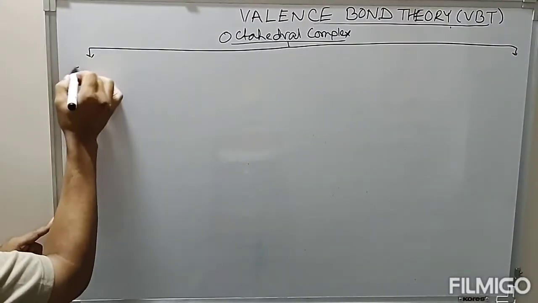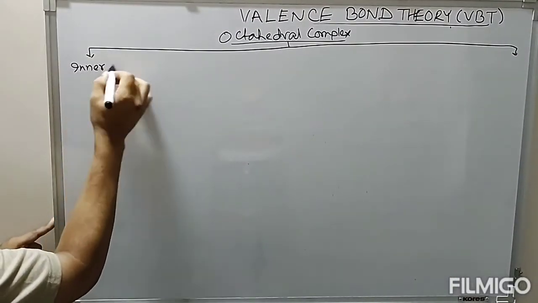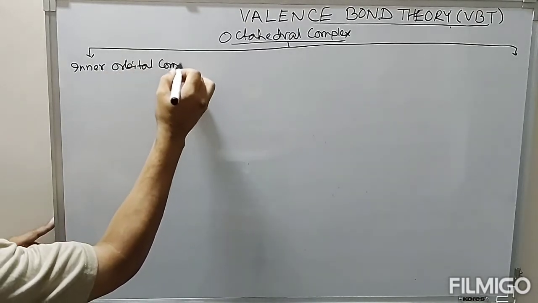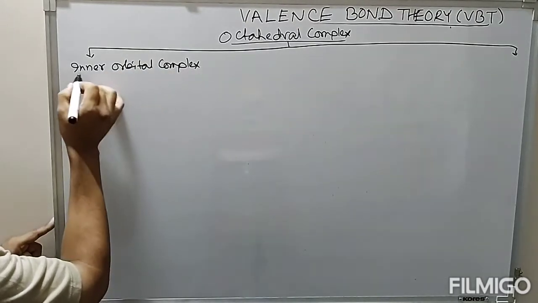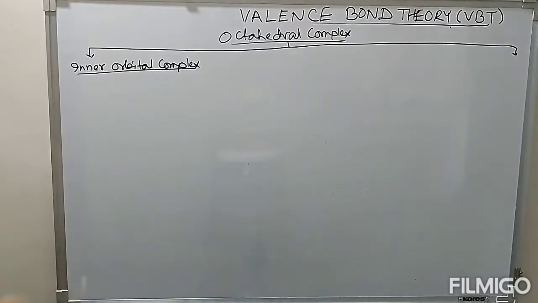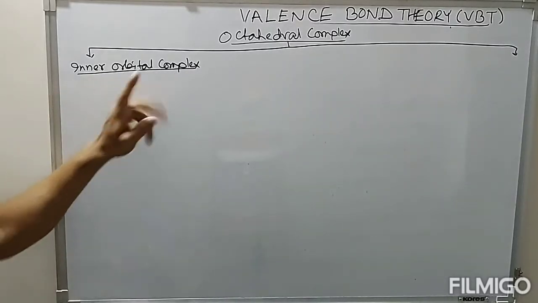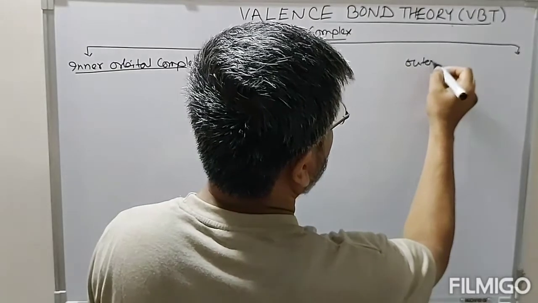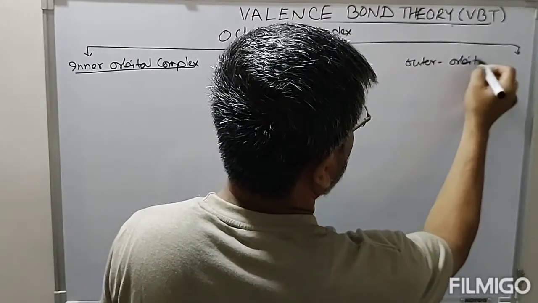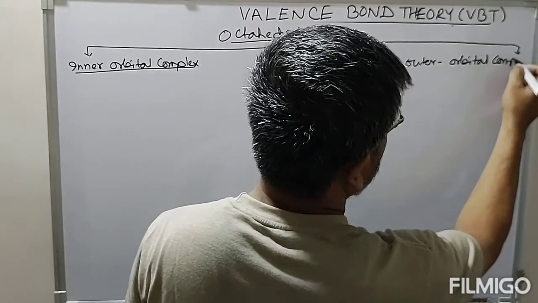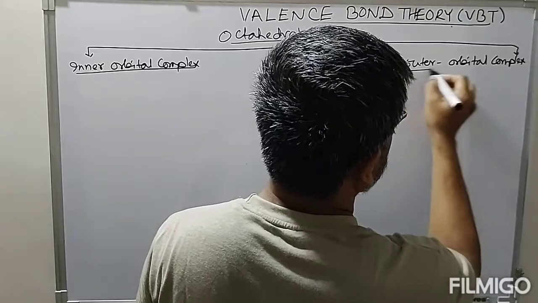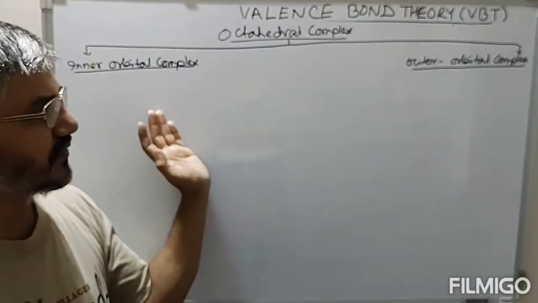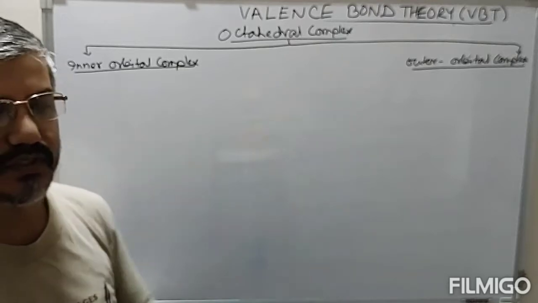First one is known as inner orbital complex. Now look at it, this is only for the octahedral complex: inner orbital octahedral complex and outer orbital octahedral complex. So in this we'll just discuss the definition and the difference between these two.